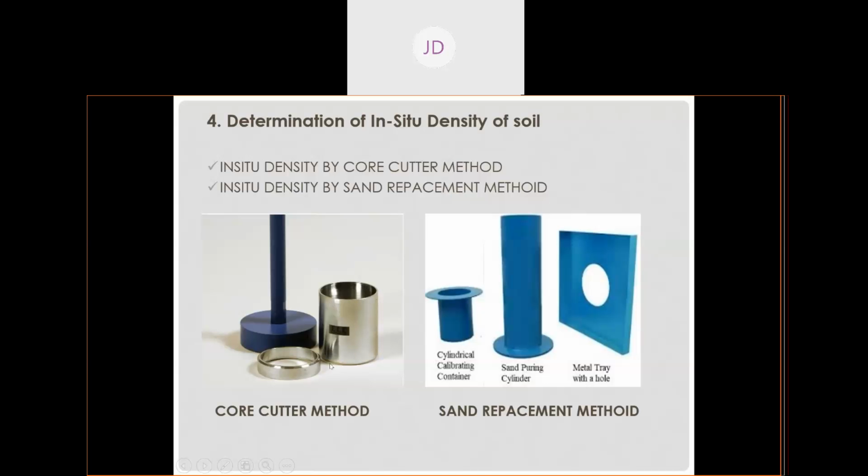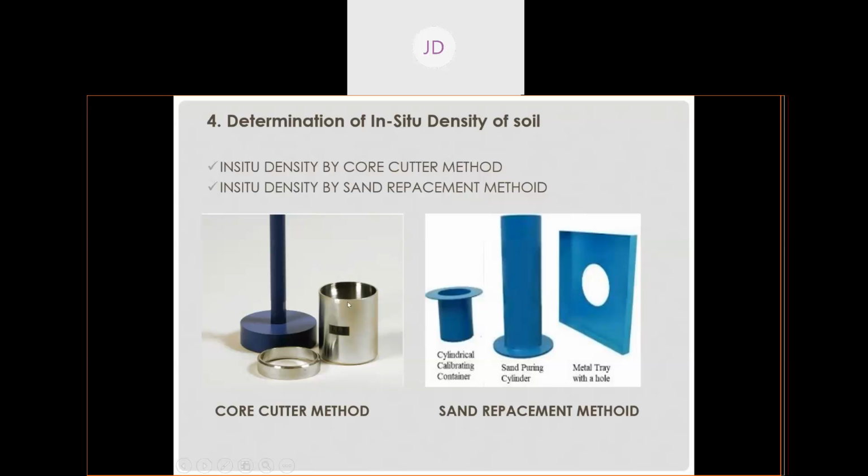This is a core cutter apparatus. This is called a collar or dolly, and this is a rammer. What you have to do is insert this mold into the ground, inside the soil, and then take out the mold after penetrating the soil. After taking out the mold, what will happen? The soil will remain inside this mold, and we need to find how much soil is present inside the mold.